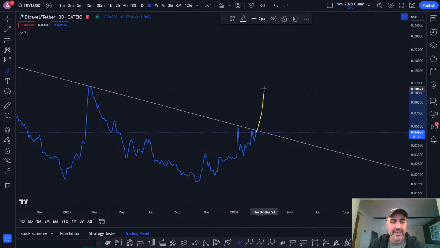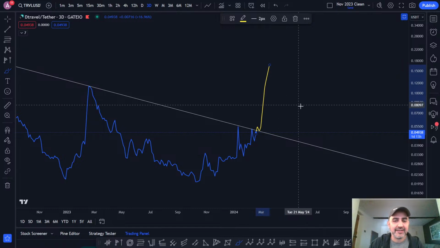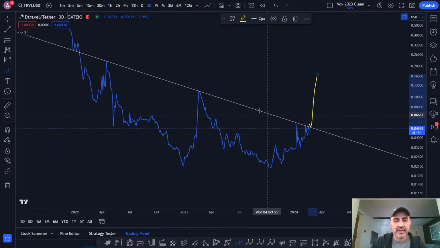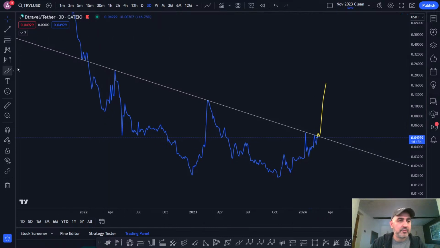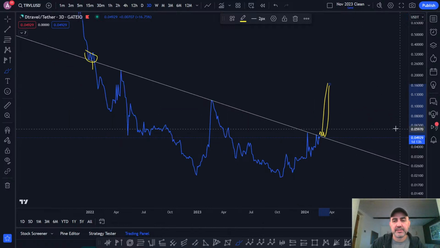Now, if we break it, we may break it, but it would be nice to back test it. That would be nice. It would be nice to flip it into support, just like here. It found support before it became resistance. I wouldn't mind if it did that to go back up. I wouldn't mind. And so we have to see how that plays out.